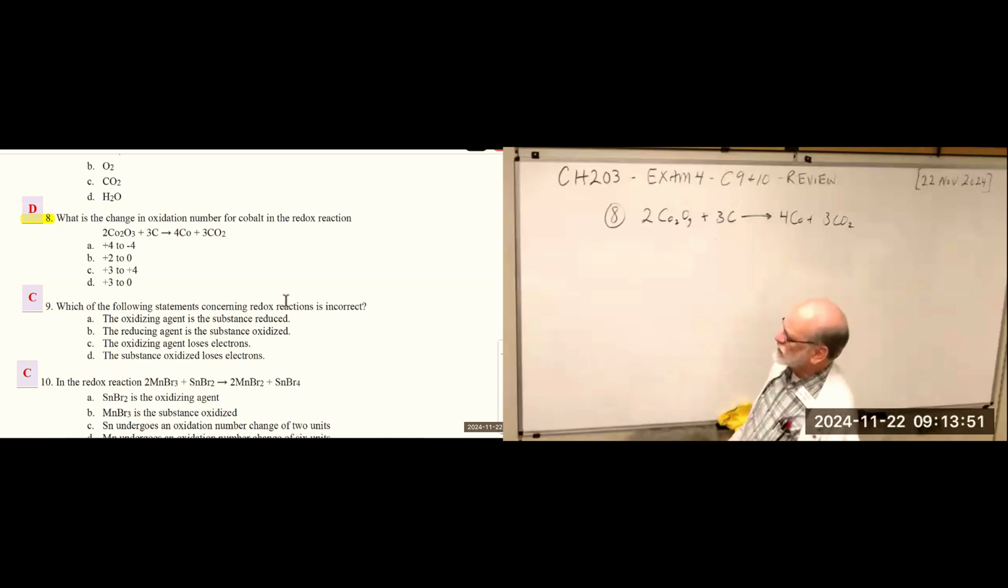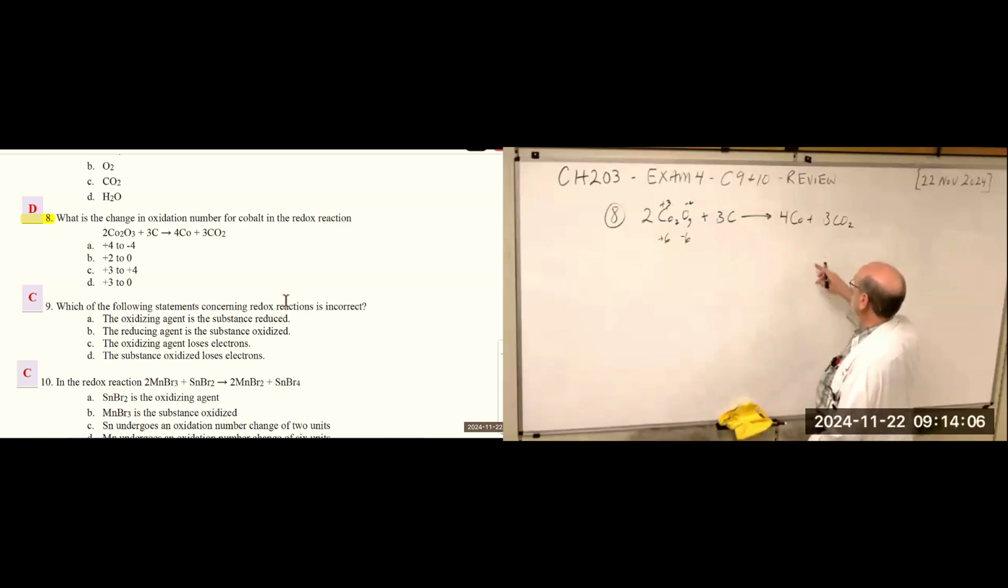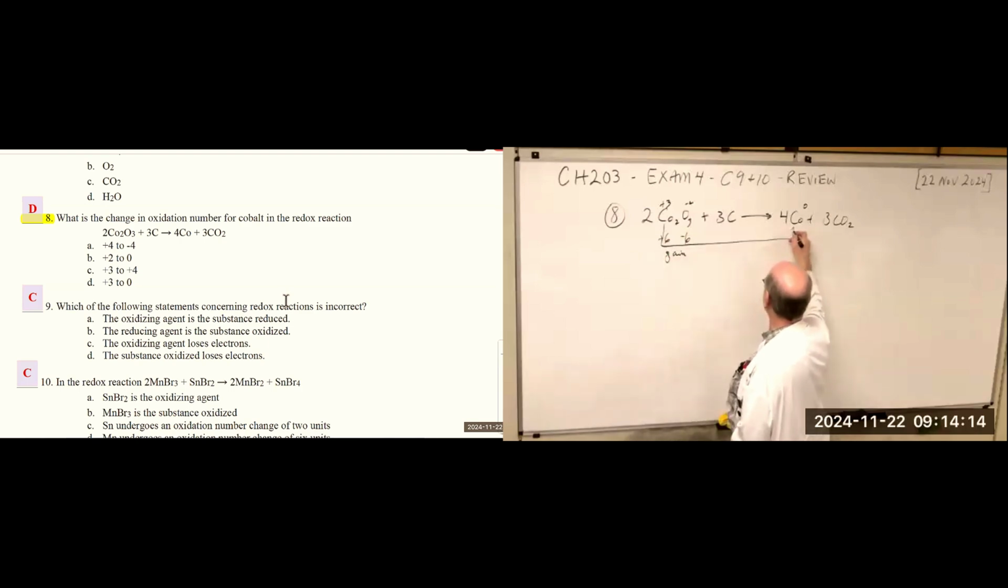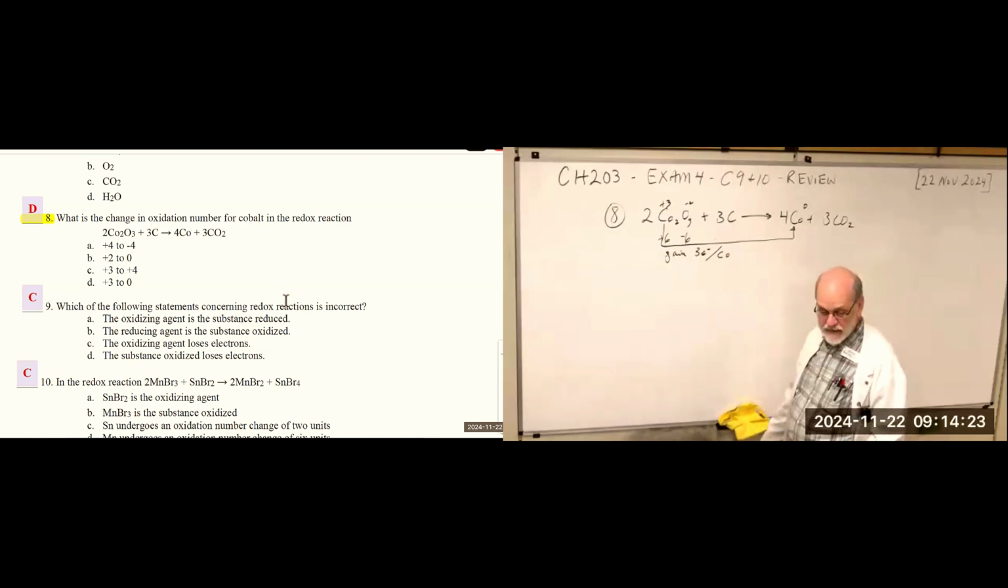Okay, so back to the question. What's the change in oxidation number for cobalt? Okay, so if we have a -2 here, that's a -6 total. That means +6 for both of them, +3 for each one. And then the cobalt here is 0. So it gained, going from here to here, gain 3 electrons for each cobalt. Okay, it's just asking us the difference in oxidation numbers. So it went from a +3 to a 0. That's D.